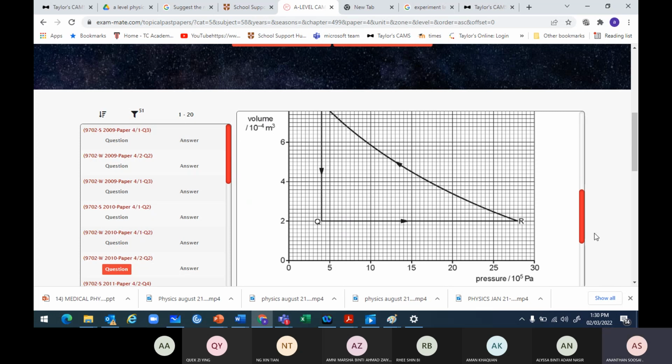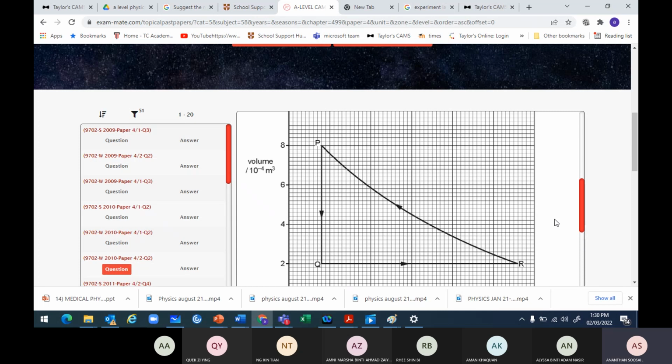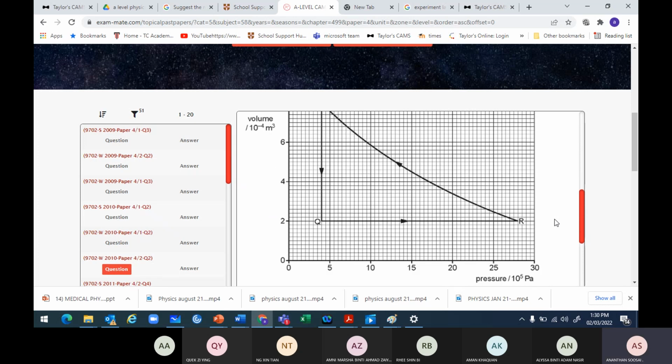On top is 8. Remember, 8. The P point, y is 8, because I scroll down a little. Top is 8. Then here is 4, 4 times 10 to the power of 5. The R is how much? You calculate and see. R is the 6th box, so 28. Just 28.